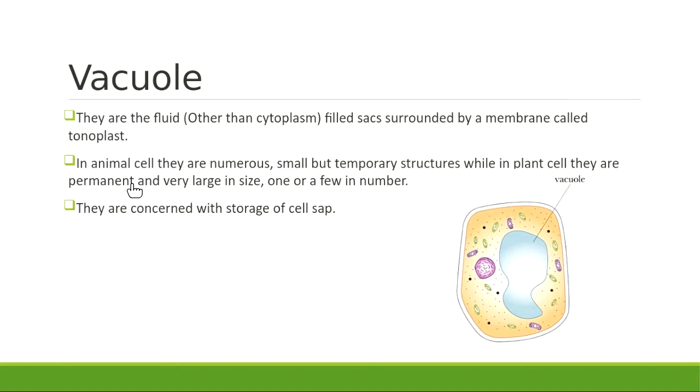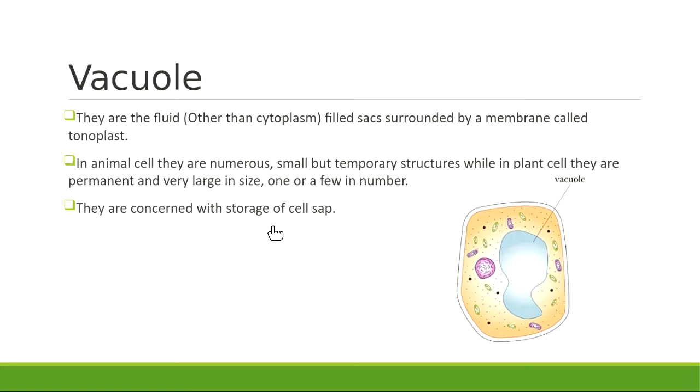In animal cells they are numerous, small but temporary structures, while in plant cells they are permanent and very large, one or a few in number. As I told you earlier, in animals only smaller structures are found, and they are not permanent either. But in the plant cell they are permanent and usually only one structure is found. They are concerned with the storage of cell sap.